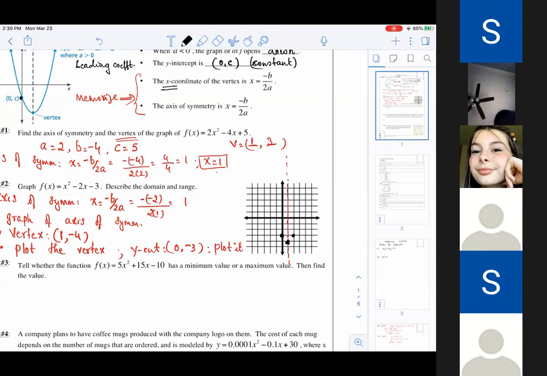And in this lesson, this is all I'm looking for. You just have to give me 3 points. One of the points is going to be your vertex. The second point is going to be your y-intercept. And the third point is the one reflected across the axis of symmetry to the opposite side. And then use a smooth curve and connect them.